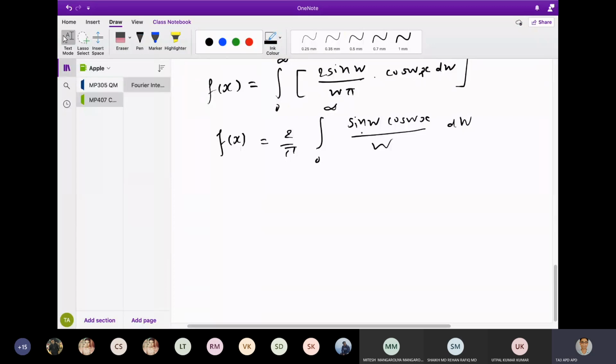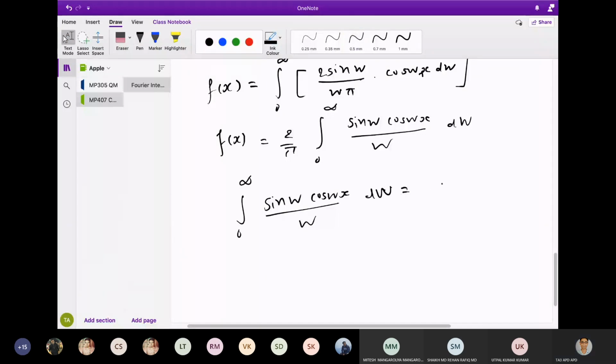Now, if you go further in this format, where you want to see the meaning of this integral, then this would actually give you the value of sine w. Let me just write it down. The integral from 0 to infinity sine w into cos wx divided by w dw is equal to f of x.